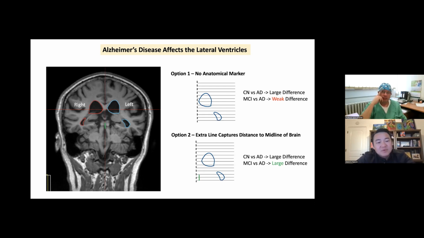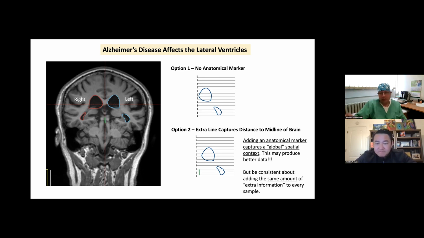I like to point this out because, as far as I know, this is the first and only technology that can capture anatomical or spatial context, in this case anatomical context, this way. Not only are the volume, size and shape of the ventricles changing due to Alzheimer's and MCI, but it's changing relative to the midline of the brain. And I just want to point out that when we do this, we have to make sure to be objective. We add the same amount of spatial information, this green line of the same length, in the same position in every patient, so that we don't add bias to the data.